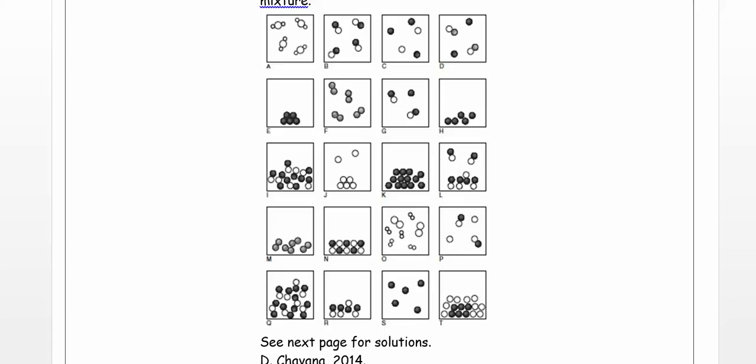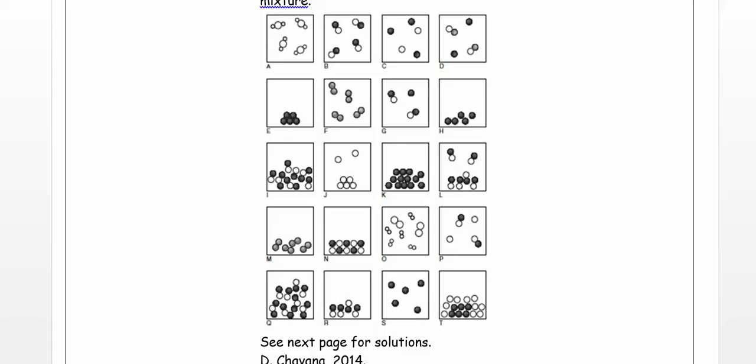Let's look at this row right here. This one would be a liquid, right? This would be a liquid. This is M. This one would be a solid, a very structured state. This is a lattice, so that's a solid. This would be a gas because the particles are everywhere, right? And this one, P, would also be a gas.